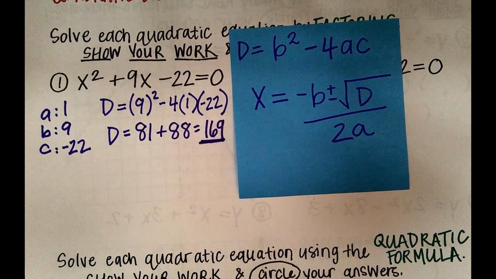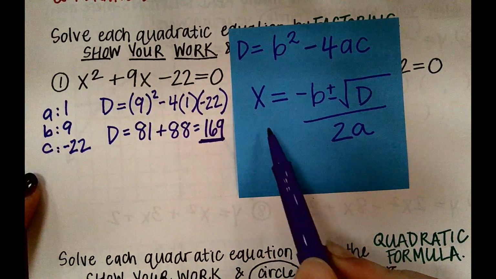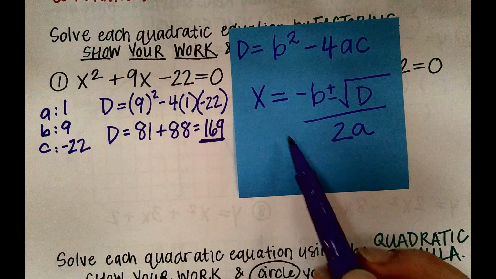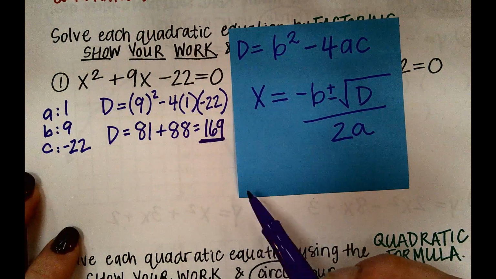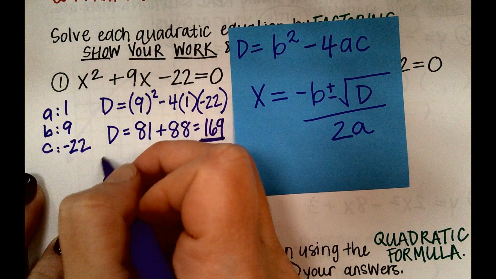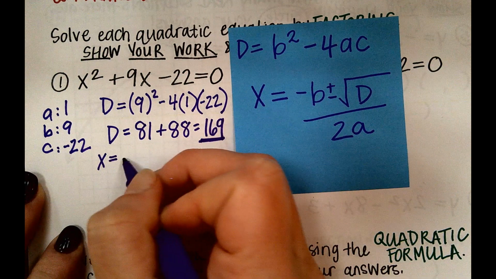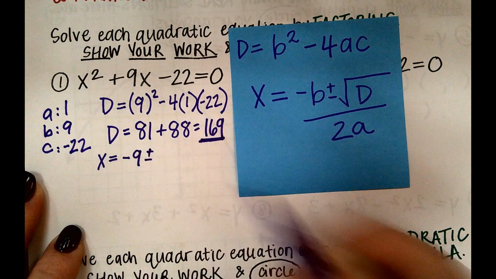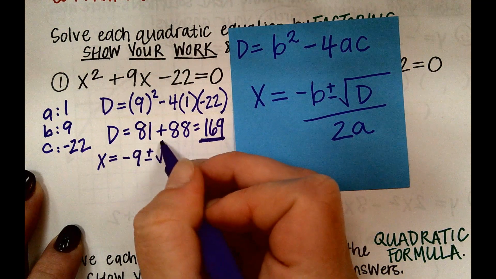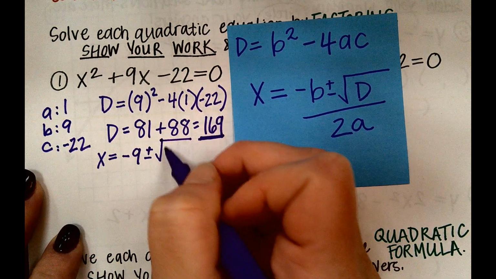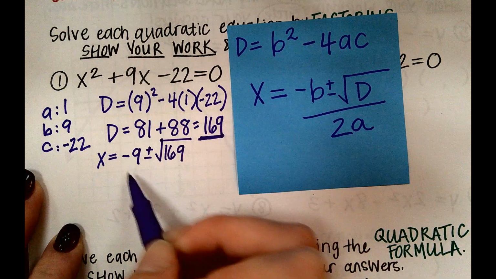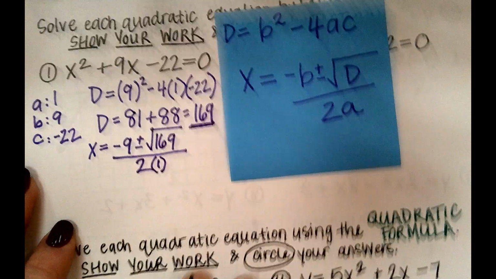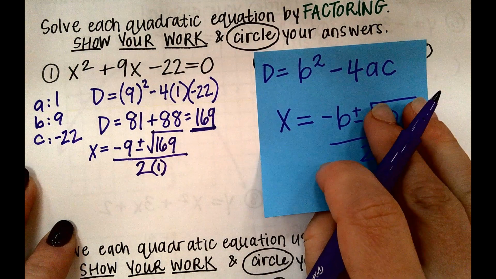What should I do next? The square root. You will eventually find the square root, yes, but we have to start the quadratic formula first. Yes. So x equals negative 9, plus or minus the square root of 169, over 2a. It's just 1, yeah. Okay.